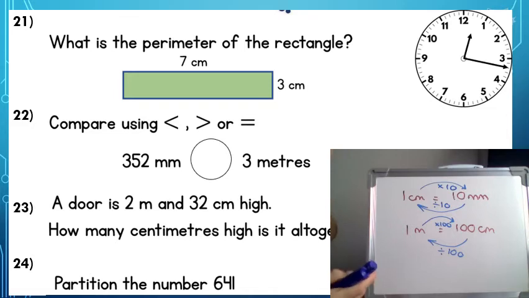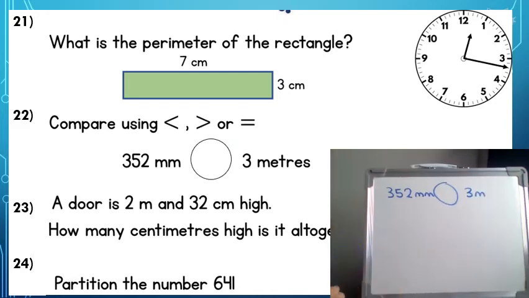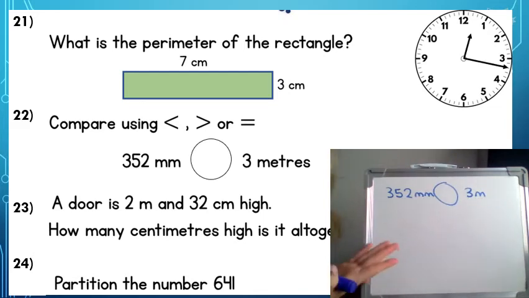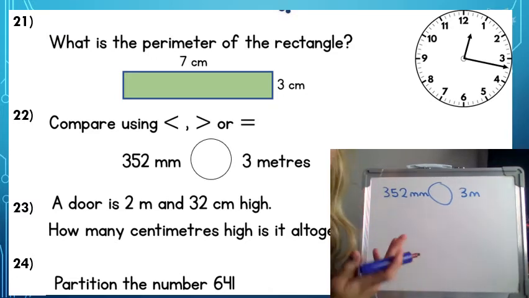Okay, number 22. This one was a bit of a challenge. We needed to compare 352 millimetres and 3 metres. I'm going to use my conversions to convert them so that they are all in the same measurement. First, I'm going to convert my 3 metres right down into millimetres, because if I'm going from metres to centimetres or millimetres, I'm going to be timesing rather than dividing, and timesing is always a little bit easier, or that's what I think anyway.